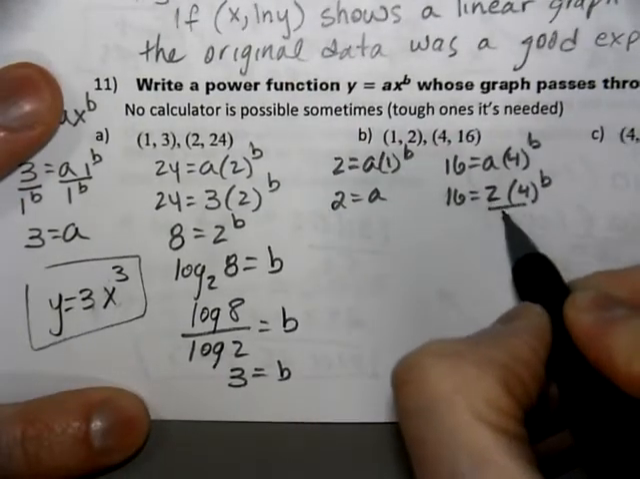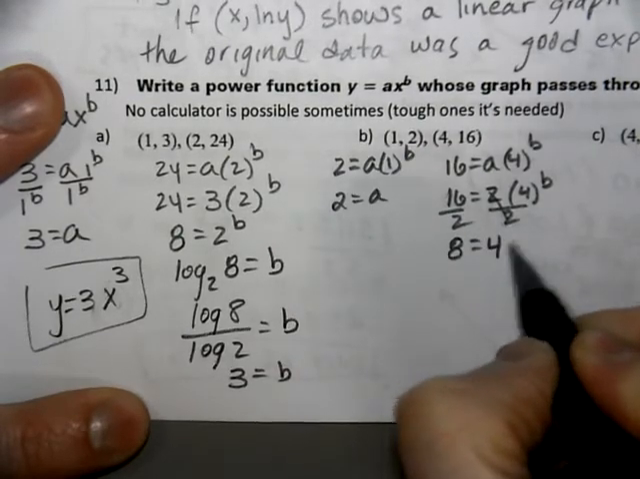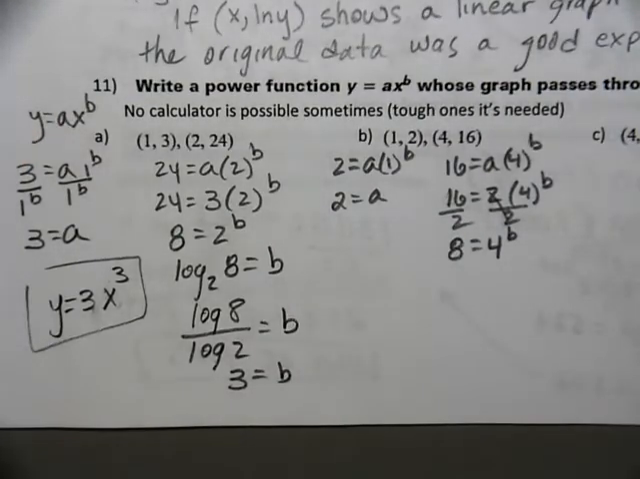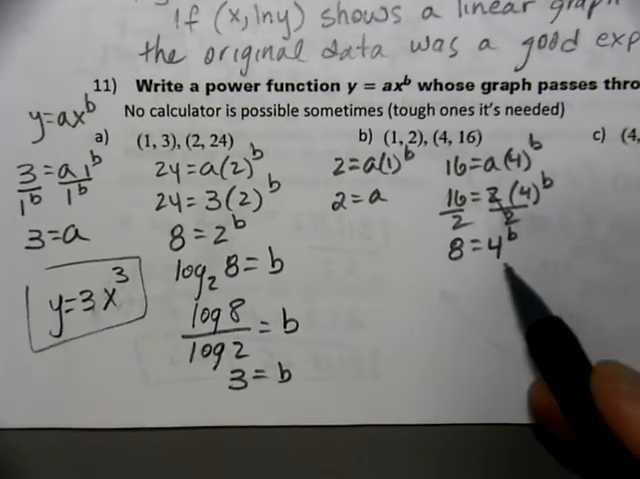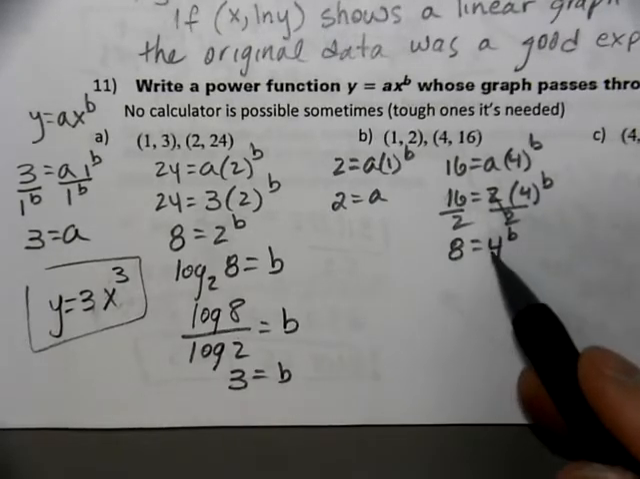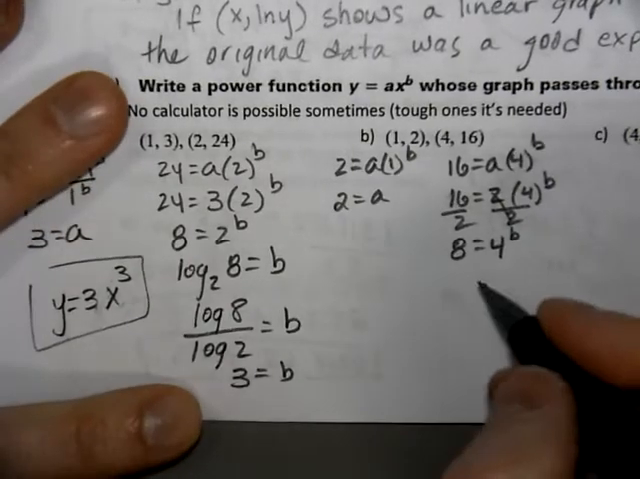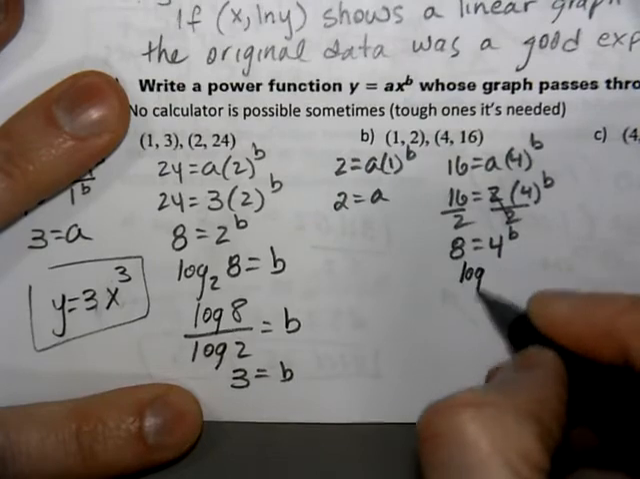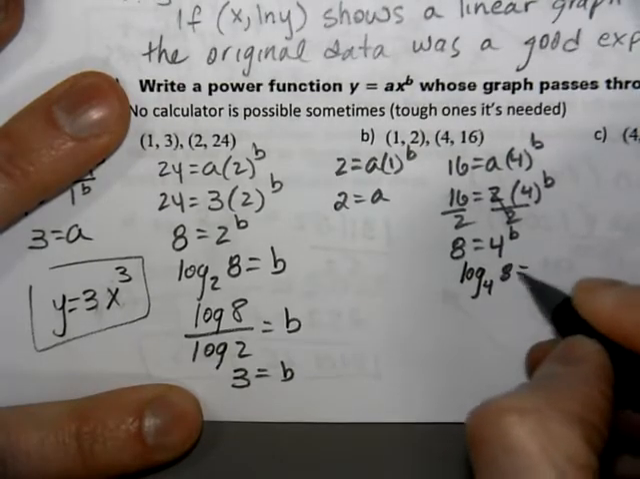So now we're going to divide by 2. 4 to what power equals b? 4 times 2 is 8. 4 to what power equals 8? 4 times 2 is 8, but not 4 to the second power. That's 16. So to solve this one, we need to do log base 4 of 8 equals b.